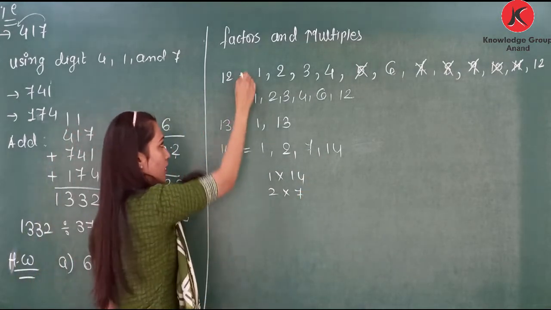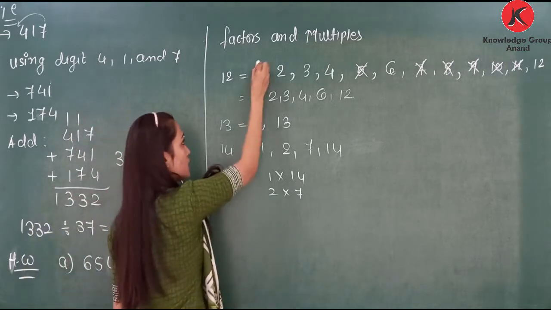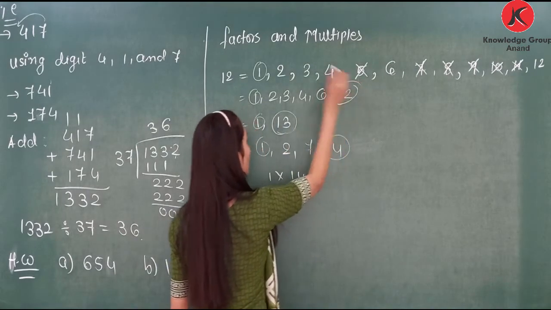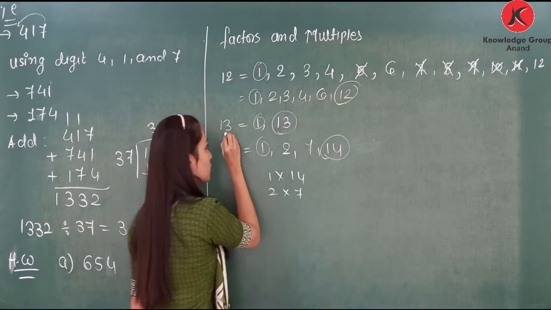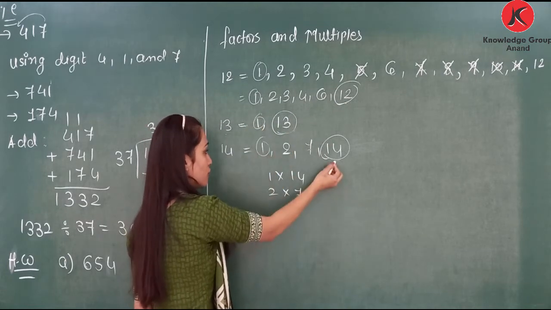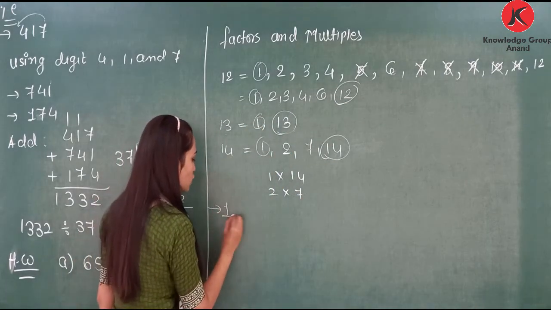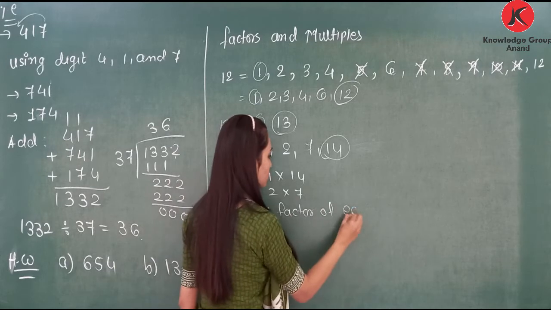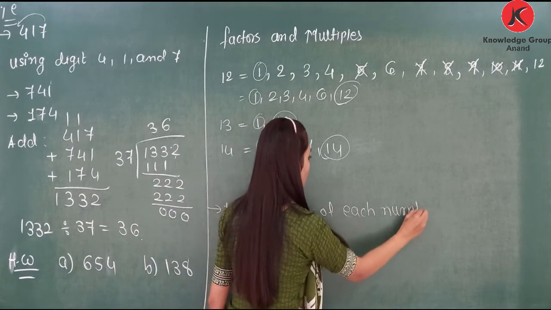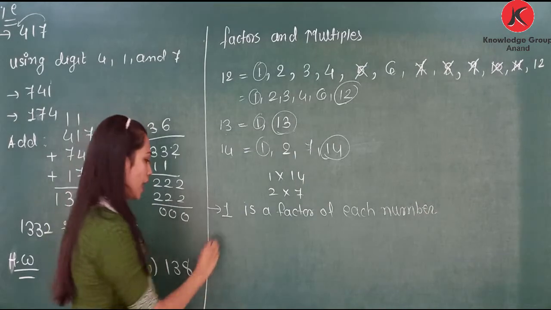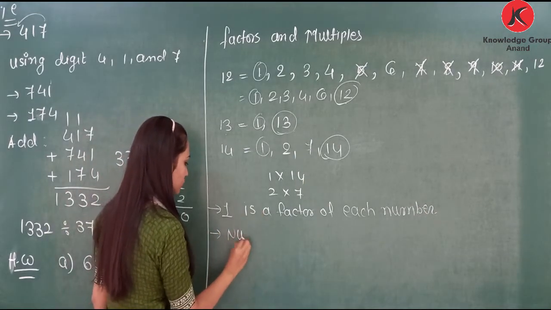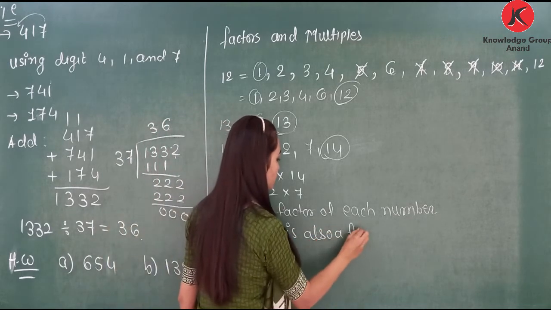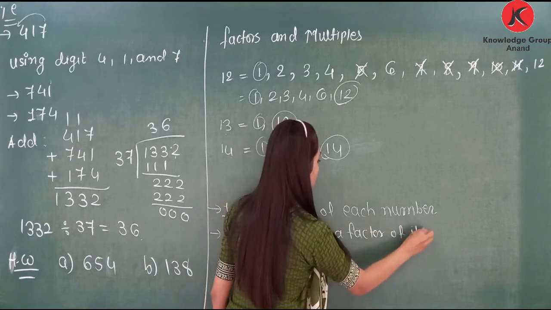Now you can check these three numbers, 12, 13 and 14. So 1 is a factor of each number, and the number itself. For 12, the factors include 1 and 12; for 13, 1 and 13; for 14, 1 and 14. So 1 is a factor of each number, that you need to remember. And the number itself is also a factor of itself.